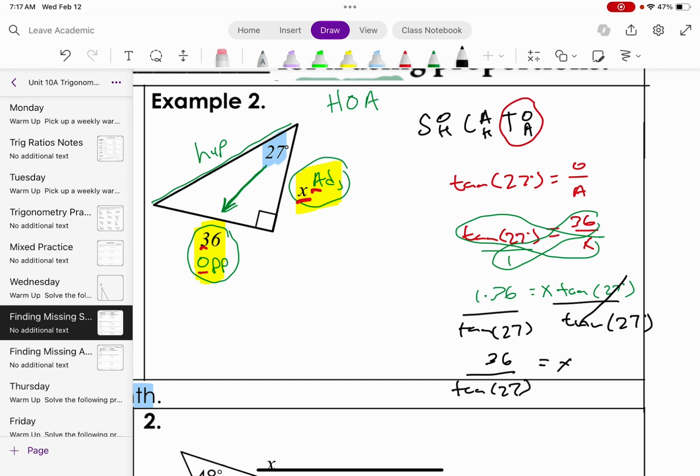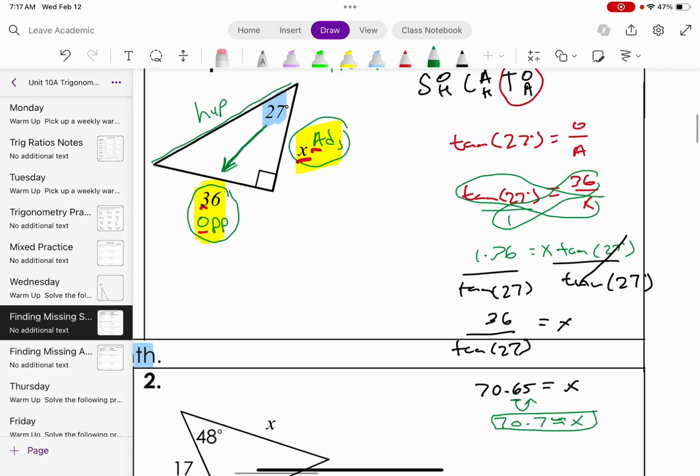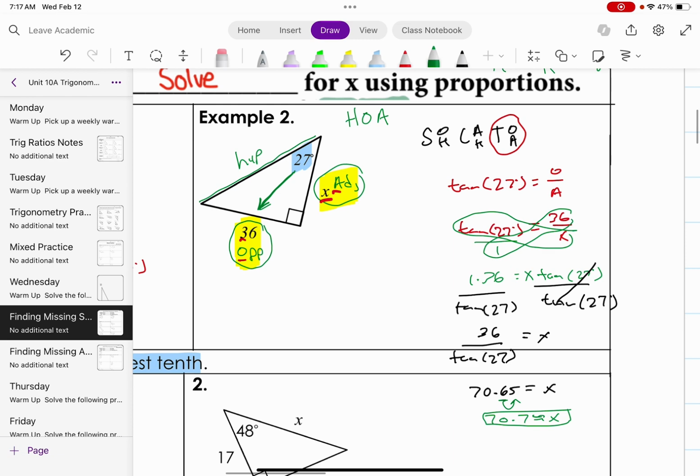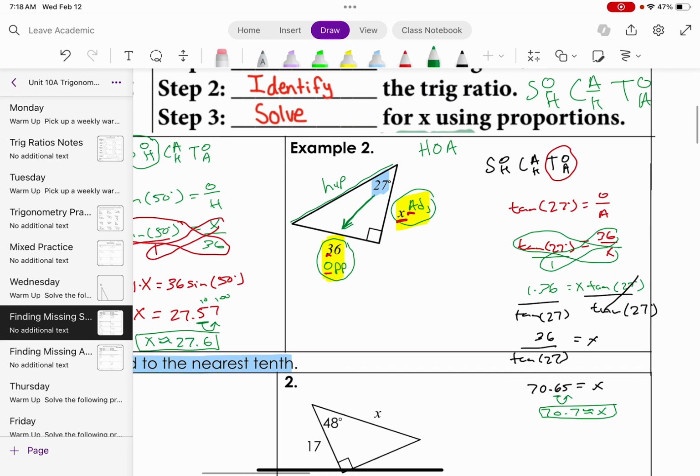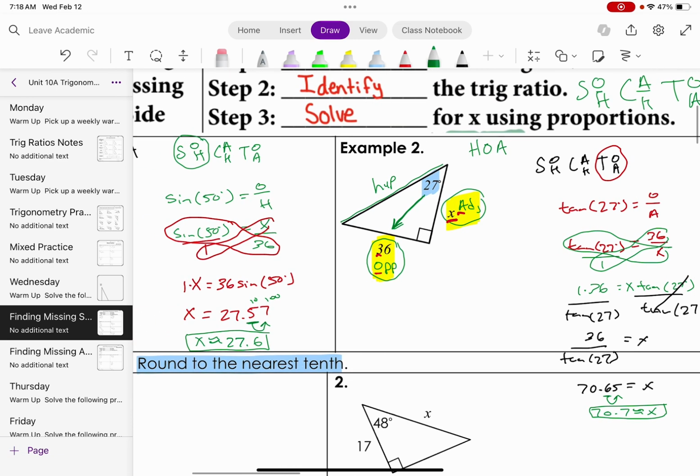And then just type it into the calculator. You've got 36 over tan of 27, and then x is equal to 70.65. This will go up, so that means this will become 70.7. And then that will be your final value for this one. Okay? All right, there you go. That's it. Just make sure you go ahead and work on your steps, and then know how to cross multiply and identify the trig function. Okay? All right.